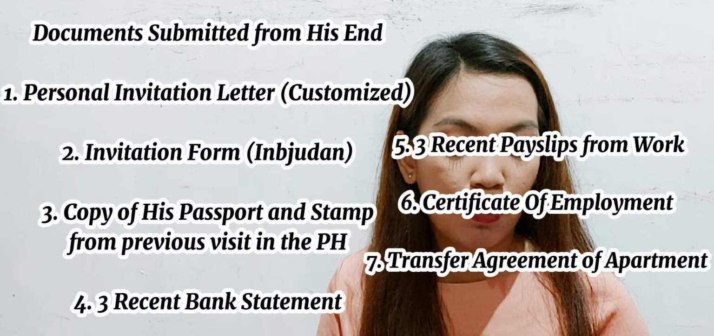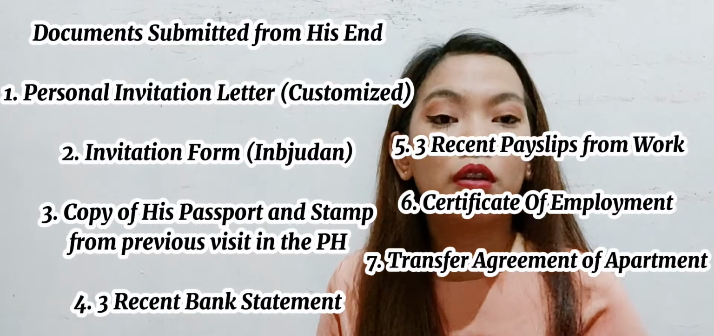Okay, and then next document is a transfer agreement of apartment. So what that means is just a proof that I will have a place to stay in Sweden. It could either be the lease for your partner's apartment, or if you're gonna be staying at a hotel, then you show the hotel reservation. So it could go either way.